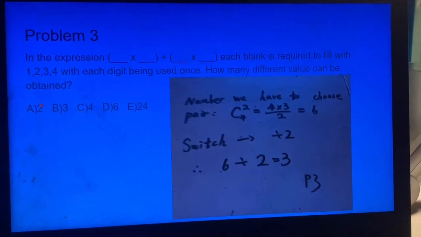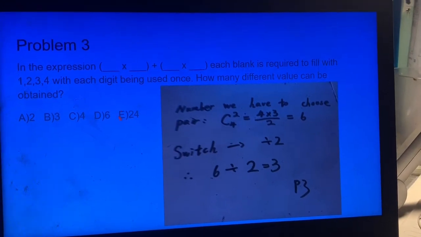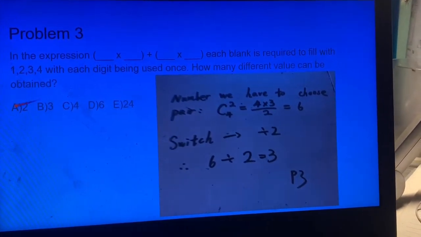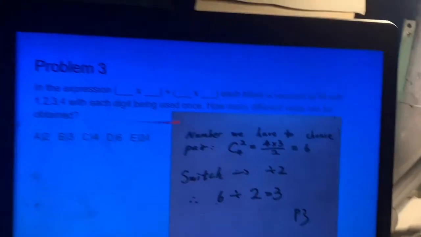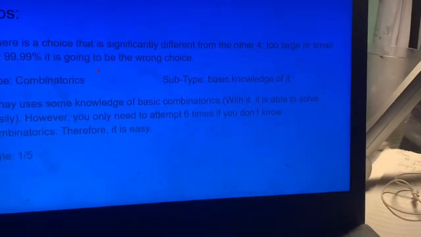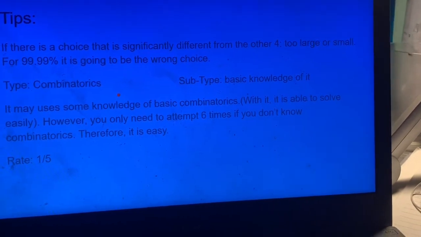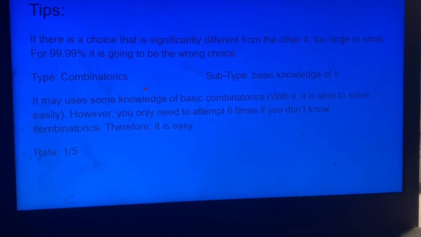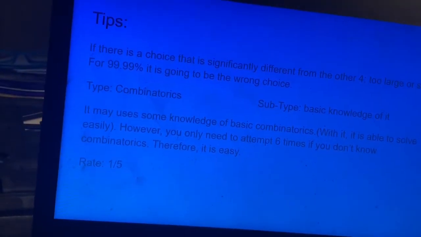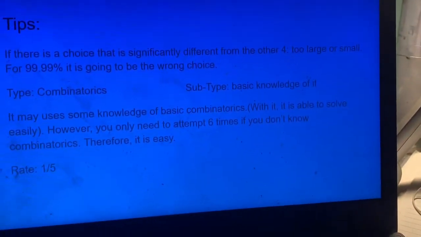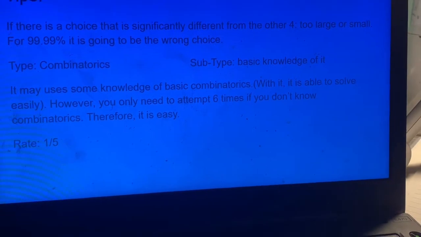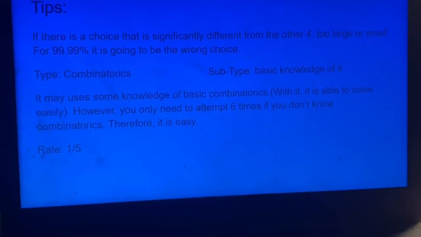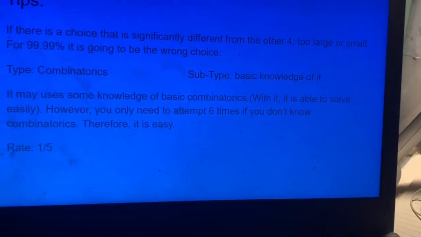Hot tip. If there is an answer that is significantly larger than the rest, then 99.99% of the time it is going to be wrong. This is a basic combinatorics problem. And actually, you are able to solve this problem even without combinatorics, because you can just list out all possibilities, and there are only 24 of them, right?